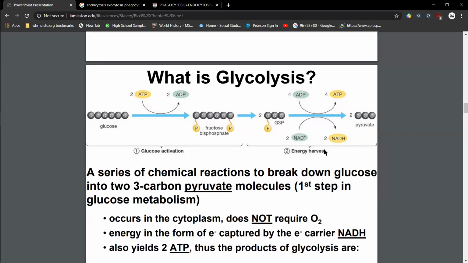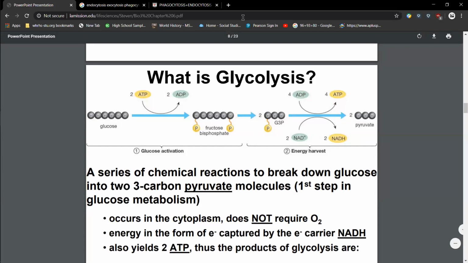So after NADH delivers its electrons to wherever it needs to go, it reverts back to NAD plus and is now ready to take up electrons again. NAD plus, after it takes up electrons, can be converted back to NADH.